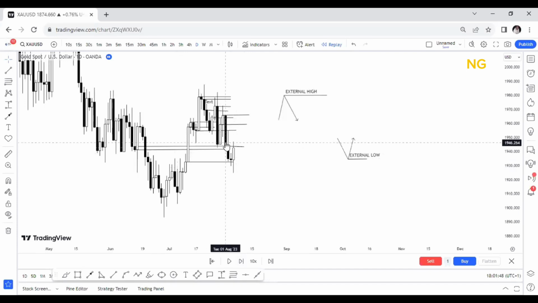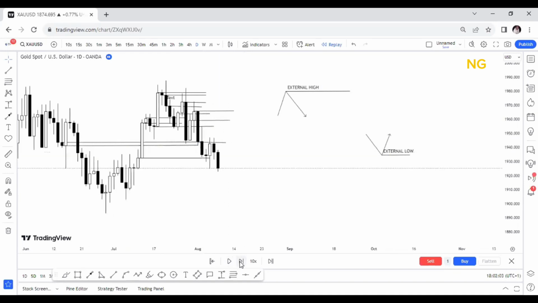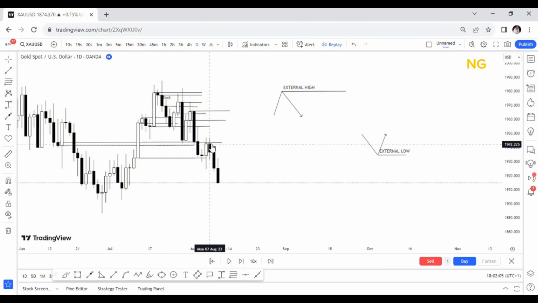This place has been taken out by this week, so it's no longer fresh. That's why price stopped here for now. You see it? It started coming down. Because of what? Because of this level of a breakout here. There was a breakout here.